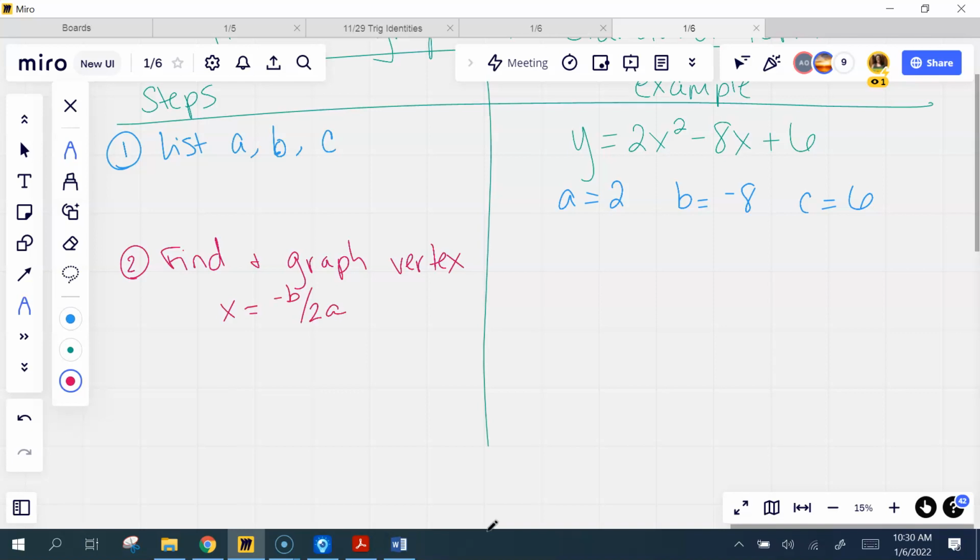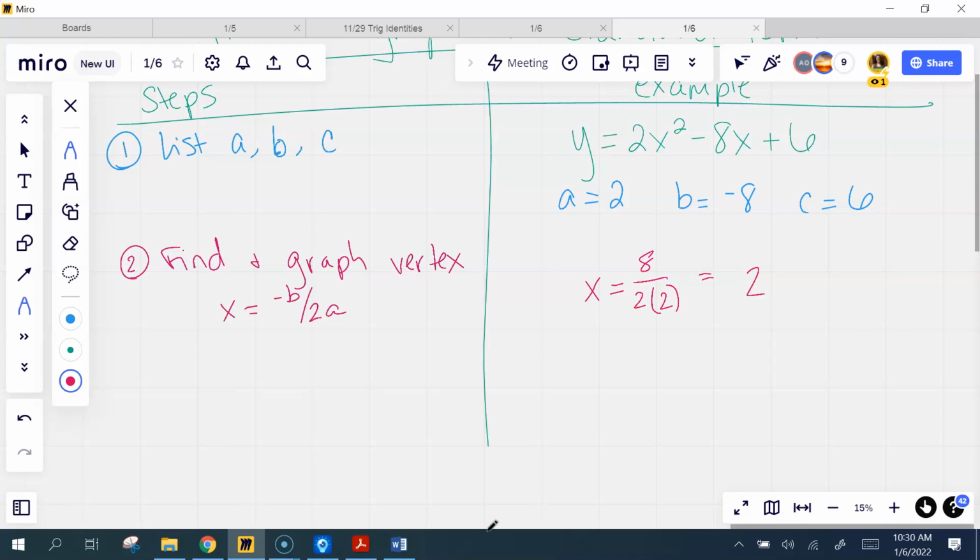It's just a little formula. And if you've listed your a and your b and your c out here, well, that's a really easy step now, right? Opposite b, positive 8 over 2 times 2. So that would be 2.